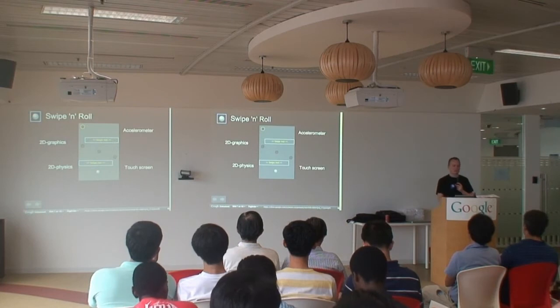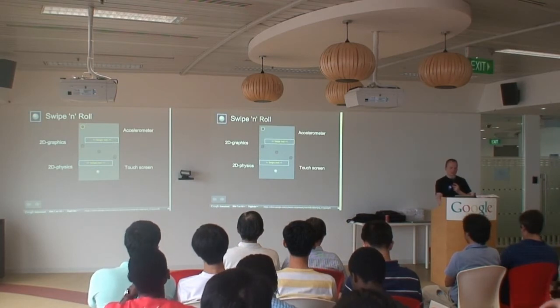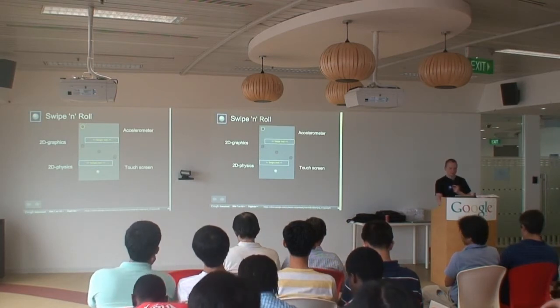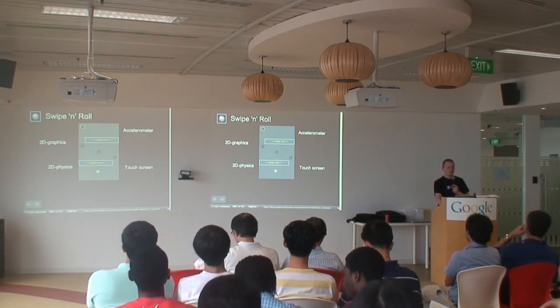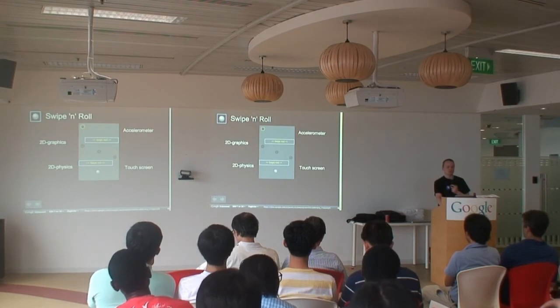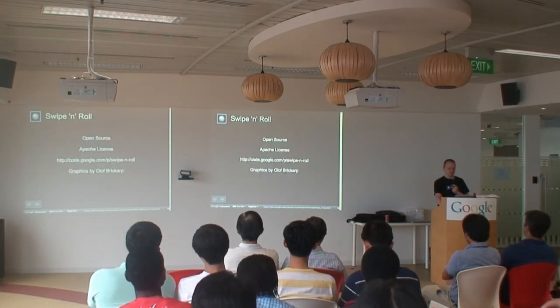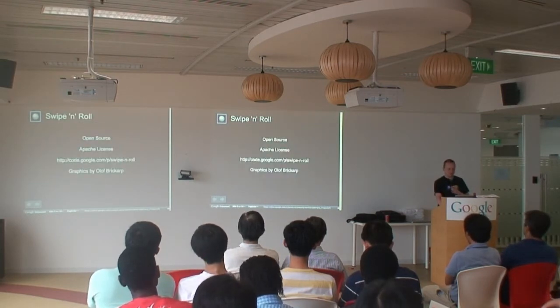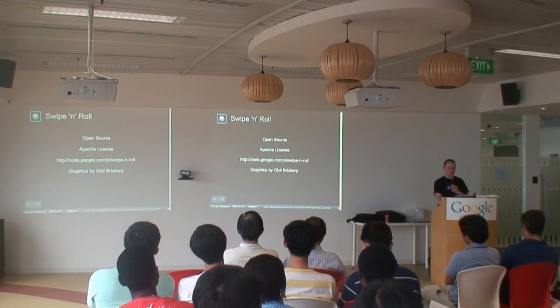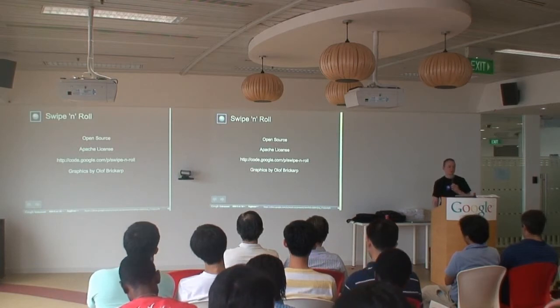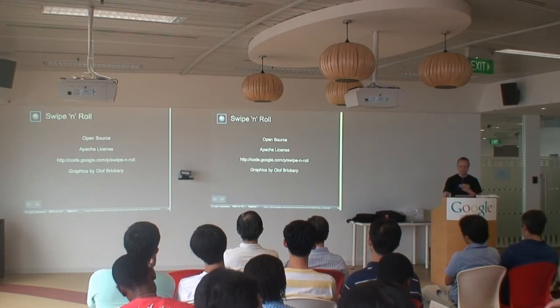There are currently 6 or 7 levels. So this application uses the accelerometer, the touch screen, and both 2D graphics and 2D physics. The source code is released under Apache license, and the graphics is made by a friend of mine called Quick Out.